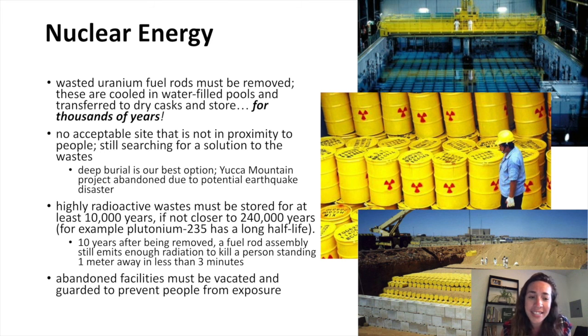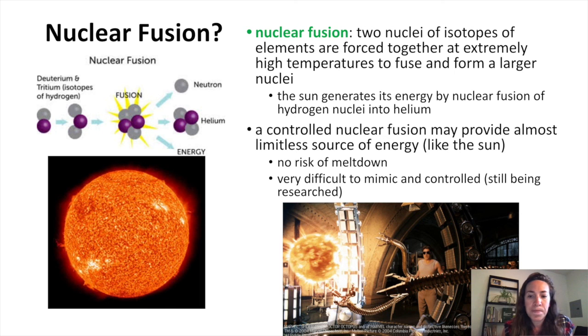state. Just for a statistic, 10 years after being removed, a fuel rod assembly still emits enough radiation to kill a person standing 1 meter away in less than 3 minutes without protection. But if we have the right protection, if we bury it in the right location, we can prevent that radiation from doing harm. And last but not least, a potential renewable source, which will lead us into the renewable question, is fusion. Fusion technologies are being researched. There is no reliable source of energy generation from fusion at the moment, but we're still researching this.